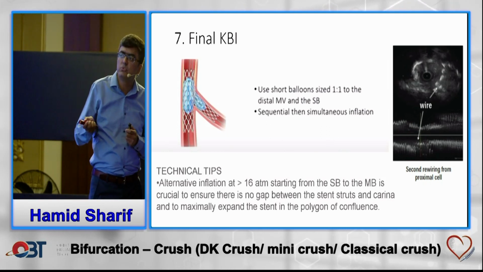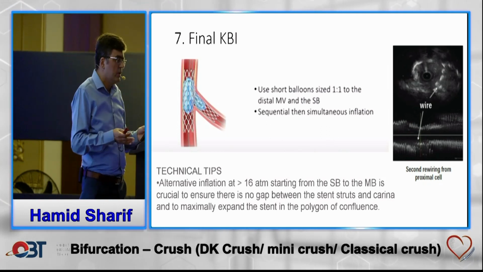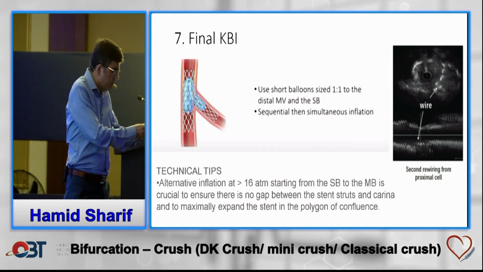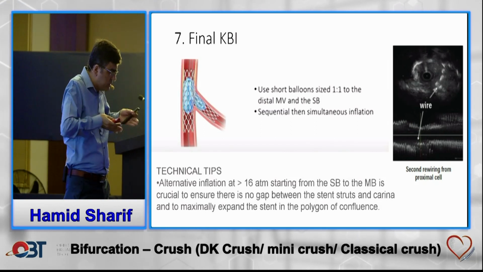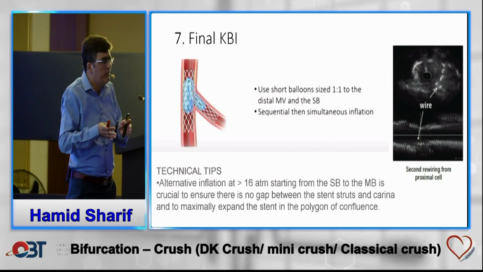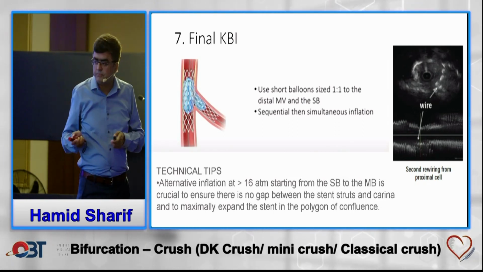This final KBI is very important, and you make sure that there is sequential crushing so that the side branch ostium is properly opened up and the main branch vessel is also opened up. Then you do a sequential crushing at approximately 12 atmospheres, which is again very important because it will make the confluence properly shaped as well.